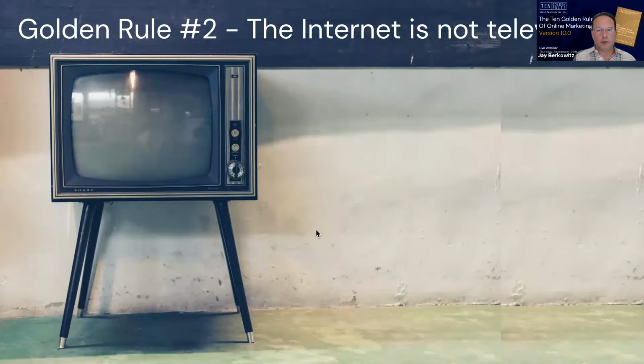Now, golden rule number 2 is that the internet is not television. And what I mean by that is that television is a one-way medium. It plays a message, and it's very powerful.